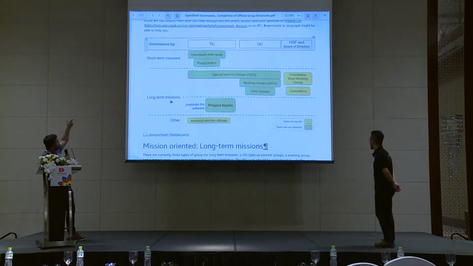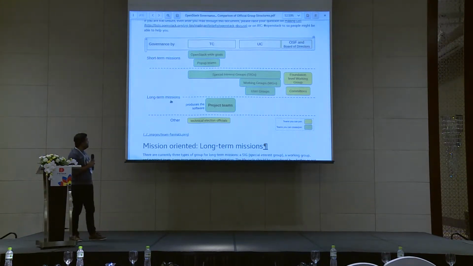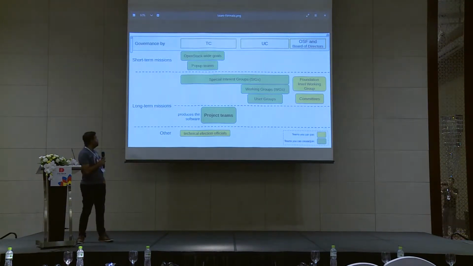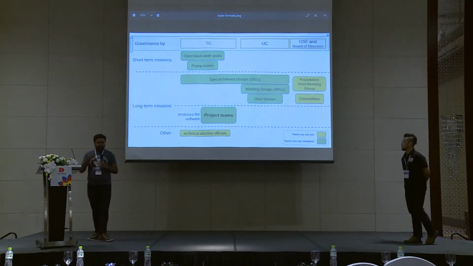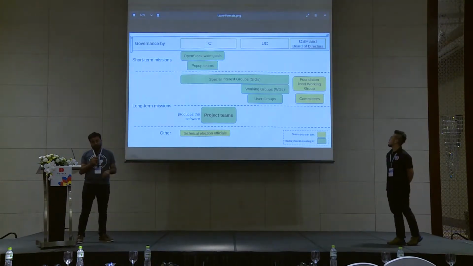If you go on the top, on the governance part, there are 3 or 4 specific entities: the TC, the UC, and the board of directors for the OpenStack Foundation. TC stands for Technical Committee. We are responsible for the various technical decisions and the technical direction for the overall OpenStack projects. It involves a lot of roles, like whenever new projects come in, deciding whether that project is appropriate for OpenStack and can be in the OpenStack governance or not.